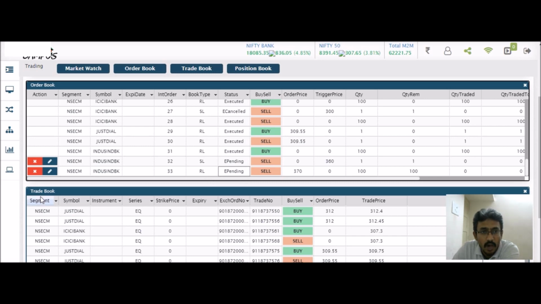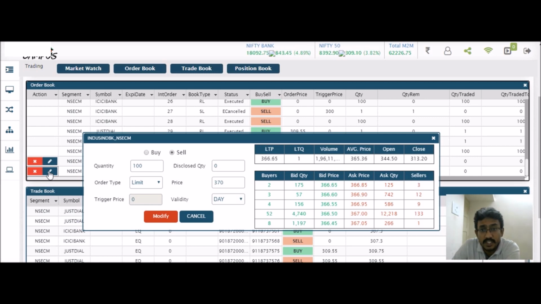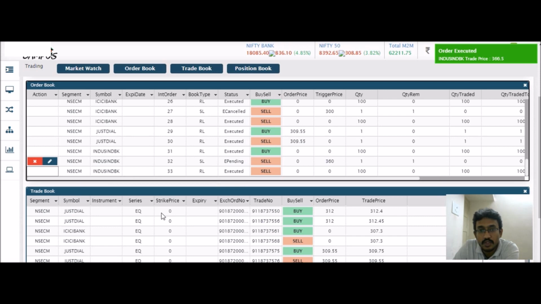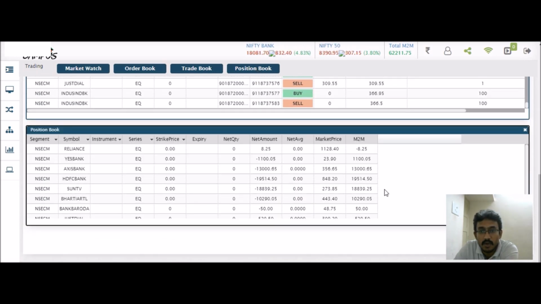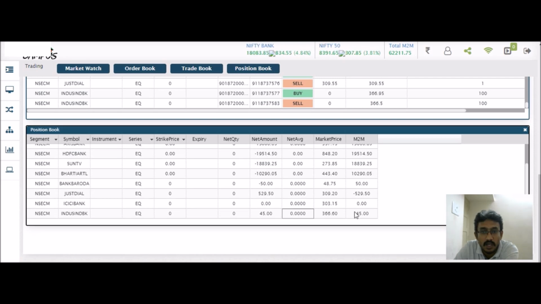So how do we modify if we want to sell the stock immediately? Let's say we changed our mind and we would like to sell the stock immediately. We can go for market order and click on modify. The stock will be sold, and then please don't forget to cancel the stop loss order also. So we have come out of this IndusInd Bank. Let's go and check how much profit or loss we made on the IndusInd stock. We made a loss of 45 rupees. M2M will show you how much profit or loss you have made on a particular stock.